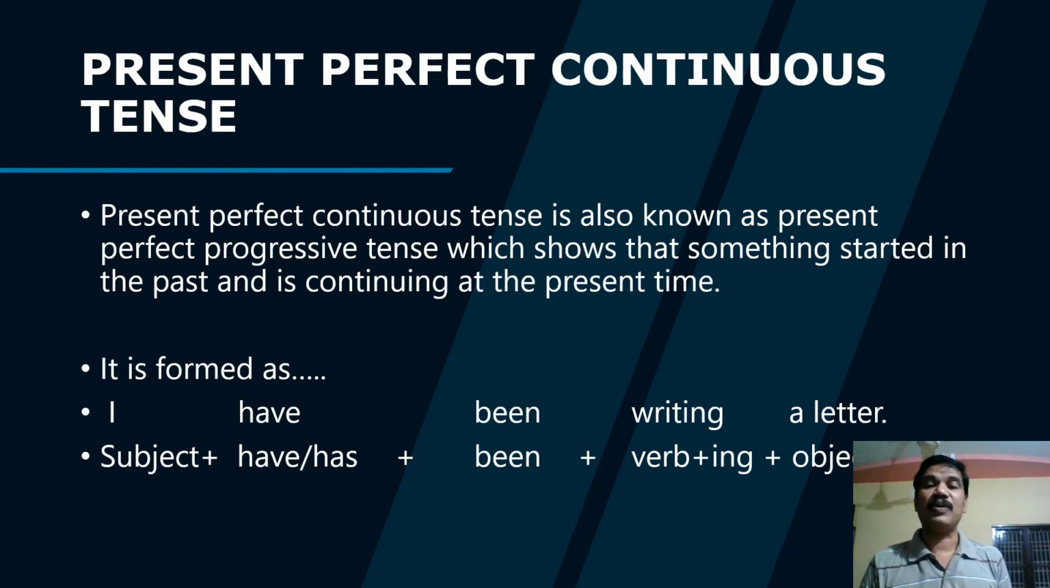First, let's learn the structure of present perfect continuous tense. It is formed as subject plus have/has plus been plus verb plus ing form plus object. I have been writing a letter. These are the most useful tips of structure you should learn in constructing present perfect continuous tense. You could make as many sentences as you can. It will be more useful. Practice writing present perfect continuous tense sentences first.